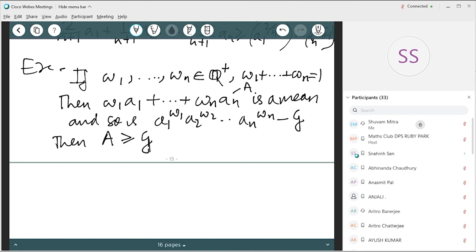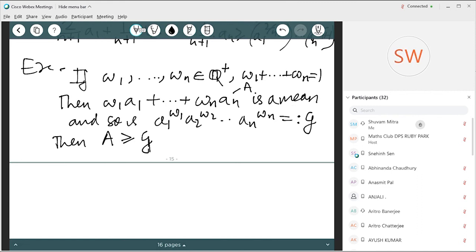This is not minus G, by the way. We are calling this product G, which is defined. What was Q plus again? Q is the set of rationals and Q plus is the set of positive rational numbers. And we also have that their sum is equal to 1. So given these conditions, we have to prove that A is greater than or equal to G.